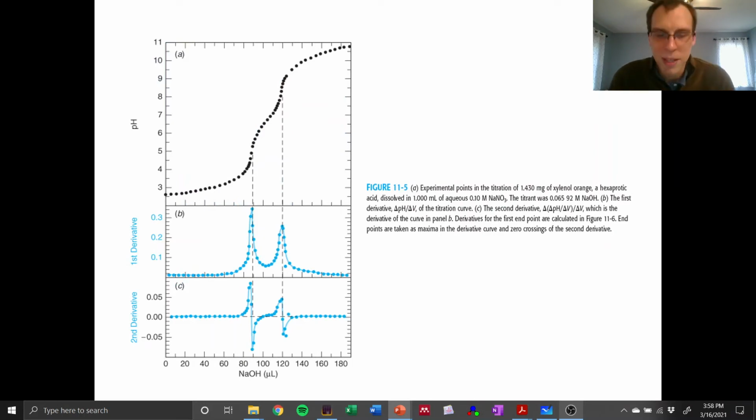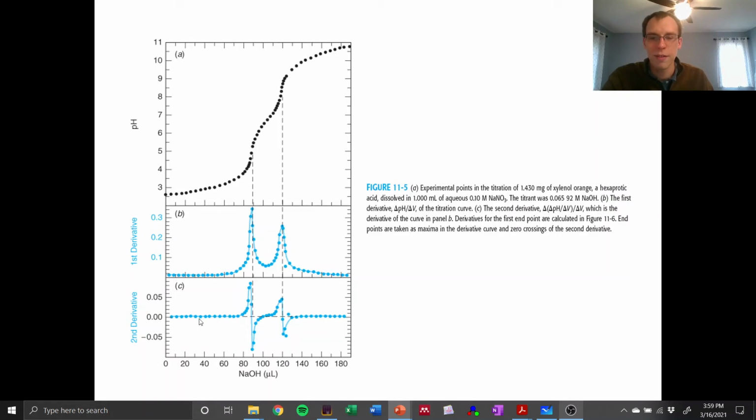This is some experimental data for a diprotic acid titration. Actually, this is hexaprotic, not diprotic, so we really only see 2 of the 6 equivalence points. That's a common thing with polyprotic acid titrations. But we can see these equivalence points: there's a sharp rise here and here. What's been plotted is the first derivative, and we can see it increases to a maximum. So we can visualize these 2 equivalence points much more clearly.